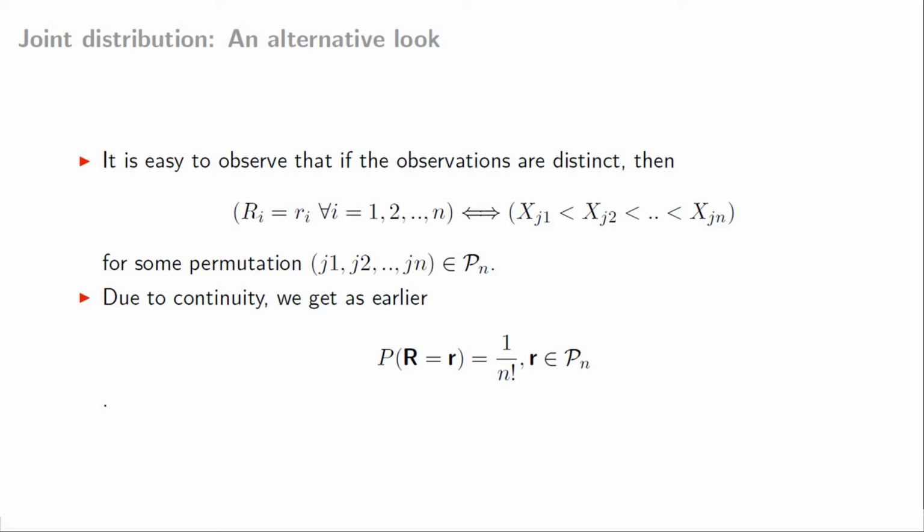If we are taking observations from a continuous population, we find that the observations are distinct with probability 1. Then the joint probability of R equal to small r is nothing but the probability of the configuration Xj1 less than Xj2 less than up to Xjn for some permutation j1, j2, jn belonging to Pn. Now, due to continuity, we get as earlier that the probability of capital R equal to small r is 1 by n factorial for every possible value of R belonging to Pn.